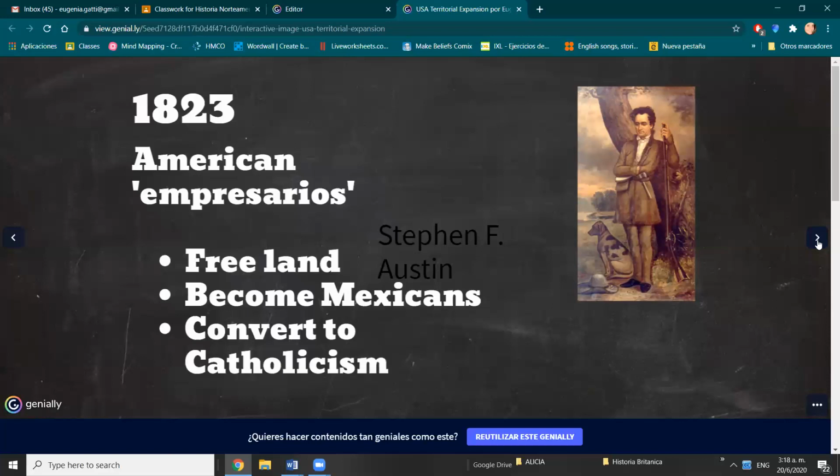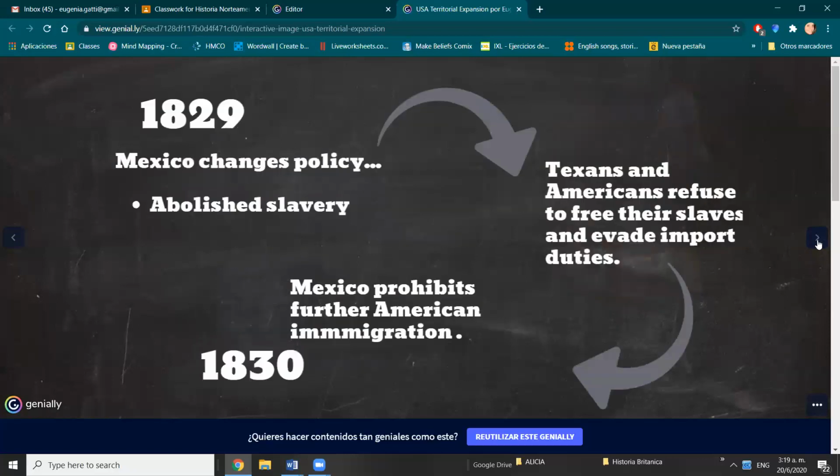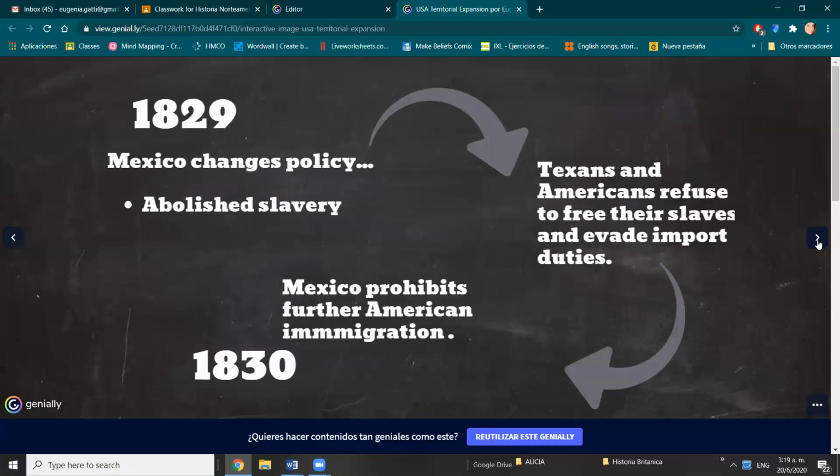And Mexico was also profiting from this, because the province was being populated, and of course, more wealth is better for the country. Yes, here we have one of the first empresarios, Stephen Austin, who is remembered as the father of Texas. That's why today Austin is a very important city in Texas. Now, what happens?